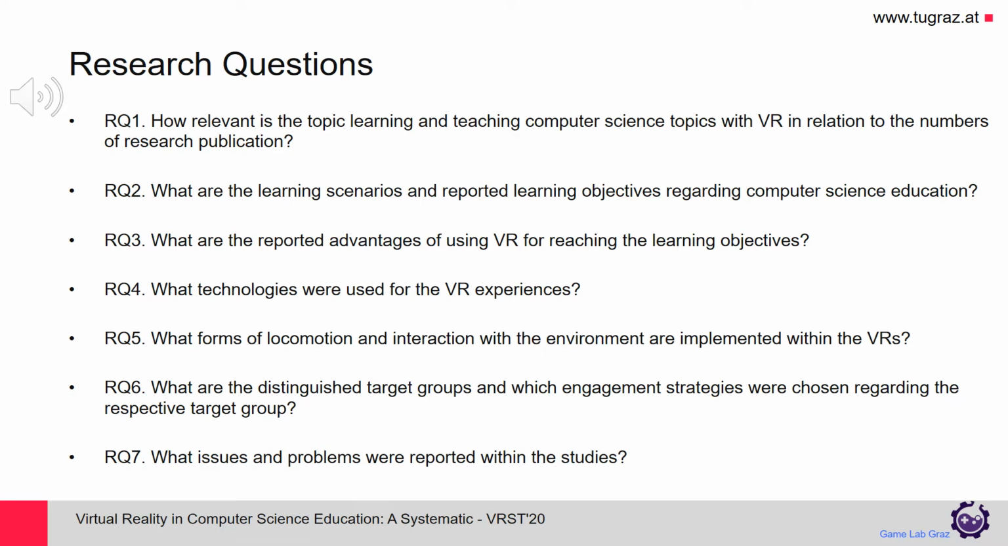A fifth research question asks about the interaction characteristics and the used locomotion techniques. Our sixth perspective focuses on the target groups and the related engagement strategies used by researchers. As a last question, we try to gather issues and problems reported within the studies.